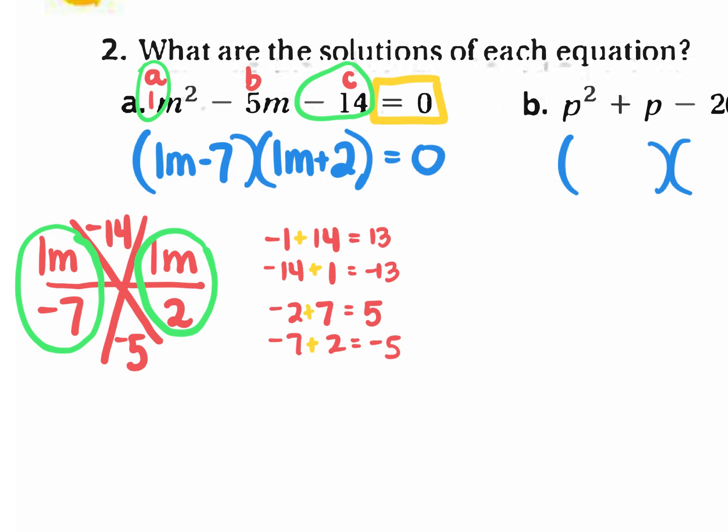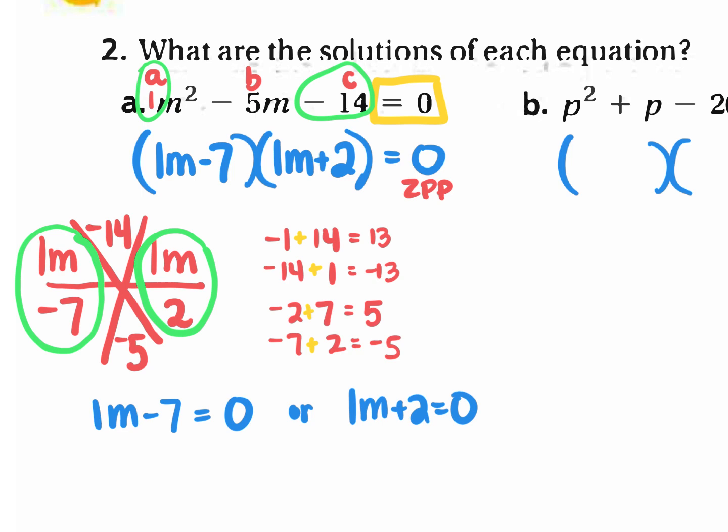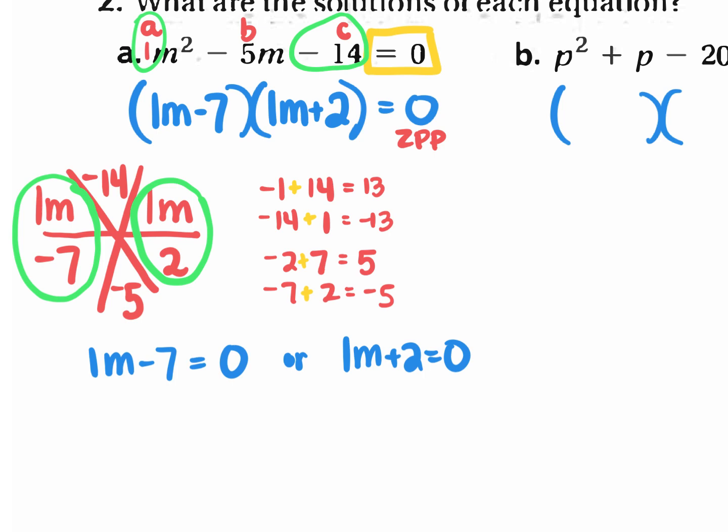And now I can use the ZPP, the zero product property. So take each part. You can take the 1m minus 7 part and put that equal to 0. Or the other solution would be the 1m plus 2, and that would be equal to 0. So we'll solve both of those.